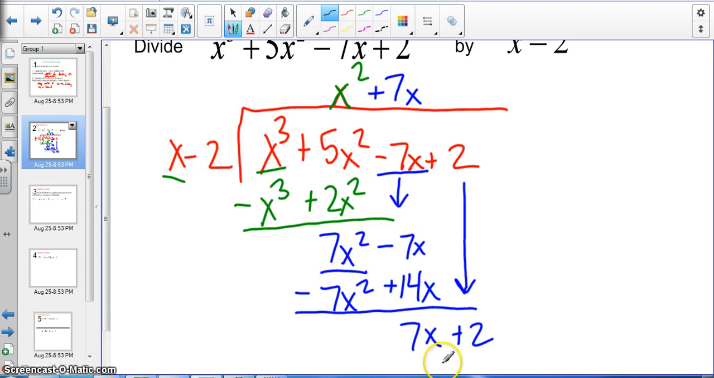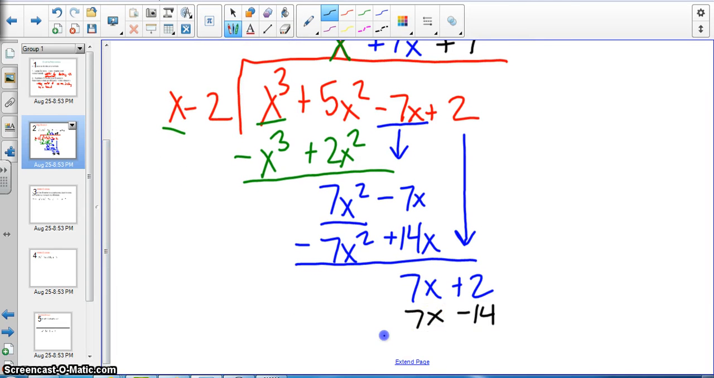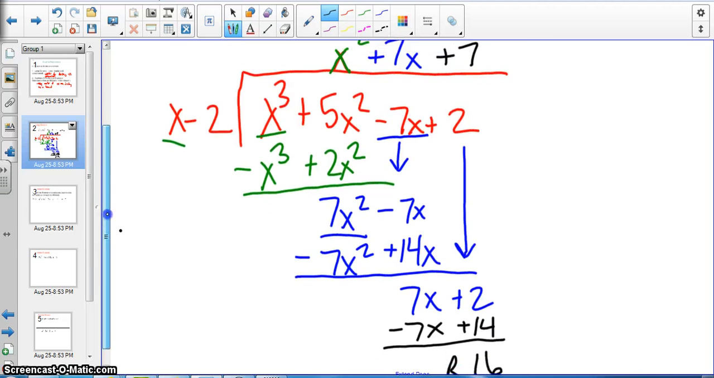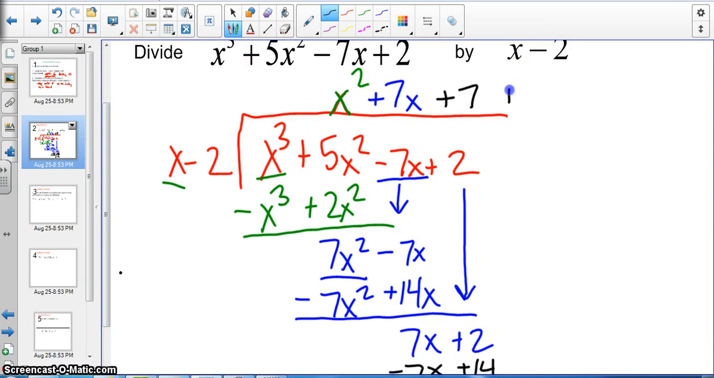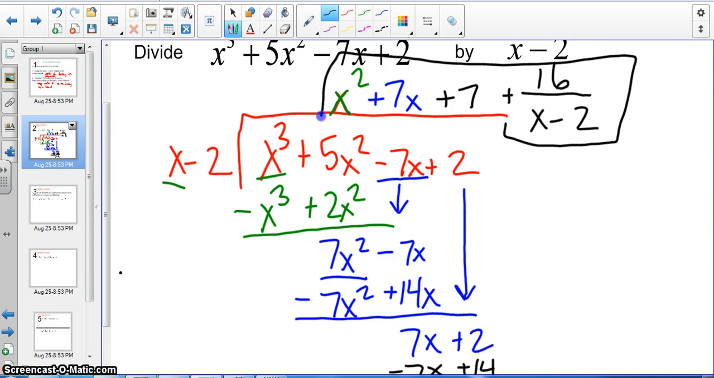Now how many times does x go into 7x? You don't need any x's, but it goes into it 7 times. So 7 times x is 7x. 7 times negative 2 is negative 14. So now I need to combine these, so I change my signs. So this is my remainder of 16. Remember, that last number is always your remainder. So we're going to take 16, so we'll do plus 16 and put it over the number we divided by, x minus 2. There would be our polynomial when we divide.